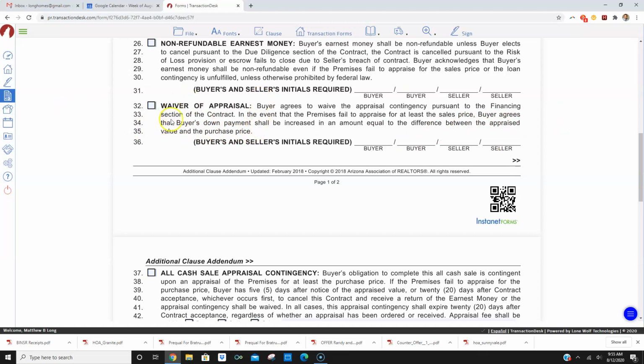I would not recommend doing it this way. If you have a client who wants to pay over appraised value or wants to waive the appraisal, I would cap it at a certain dollar amount. And if you're going to do that, contact Josh or I and we'll talk to you about how.